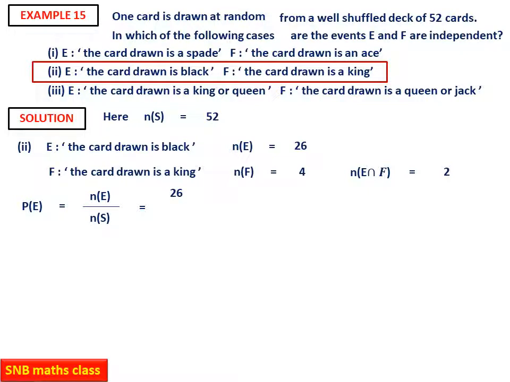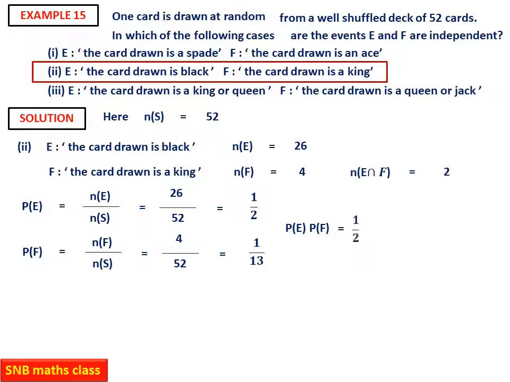Therefore, now probability E equal to number of E by number of S. So, substitute number of E is 26 divided by number of S is 52. So, that is 1 by 2. Similarly, probability F will be equal to number of F divided by number of S, that is 4 divided by 52. So, this is 1 by 13. Now, probability E into probability F, first let us calculate, that is 1 by 2 into 1 by 13. So, that will be equal to 1 by 26.